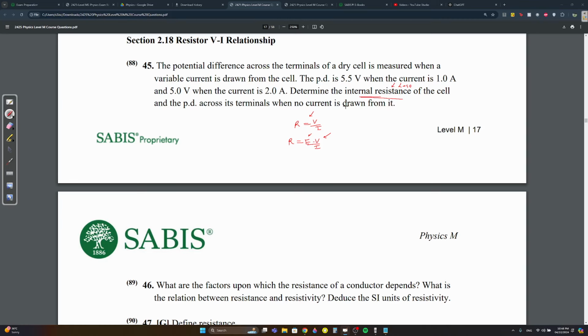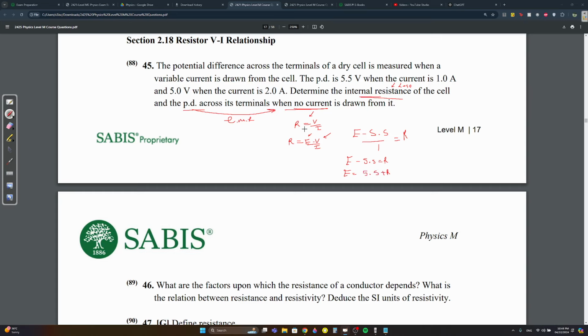You just substitute E minus V at the start. We don't know what E is. We know that the voltage is 5.5 over 1 is equal to R. This is the first one, right? I'll redistribute this. You're going to get E minus 5.5 equals R. Now we're trying to find the potential difference when there's no current. They're basically telling you what's the EMF. When there's no current, the potential difference is equal to EMF. Remember, E is equal to V when I equals 0. So E is 5.5 plus R.